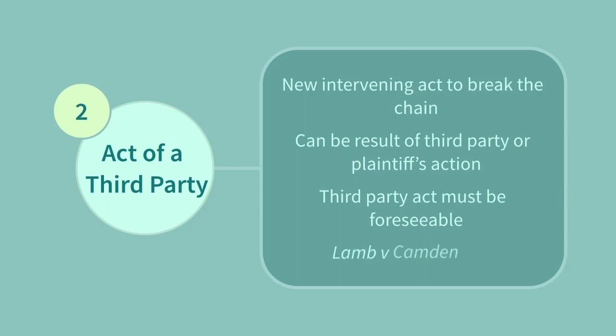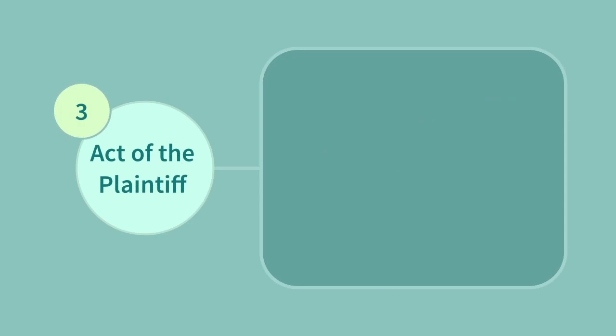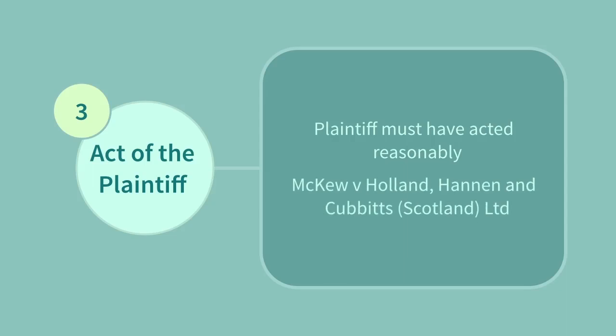See the case of Lamb v. Camden LBC. Where the new intervening act is that of the plaintiff, the test is whether the plaintiff acted reasonably in the circumstances. If the plaintiff's actions are deemed reasonable, the chain of causation remains intact, and the defendant is liable for the actions of the plaintiff. If, however, the claimant's actions are unreasonable in the circumstances, the chain of causation is broken, and the defendant is not liable for the actions of the claimant. See the case of McHugh v. Holland, Hannon and Kubitz.